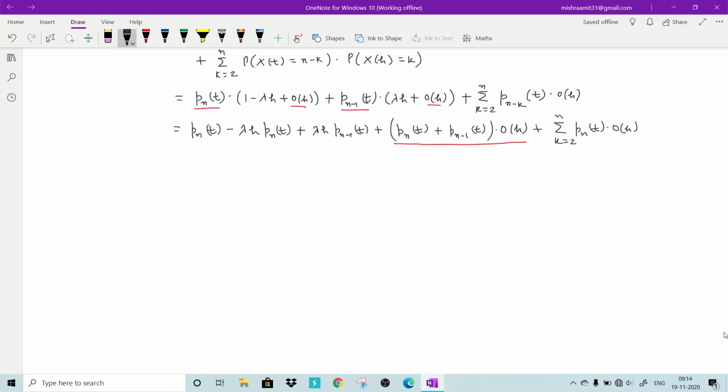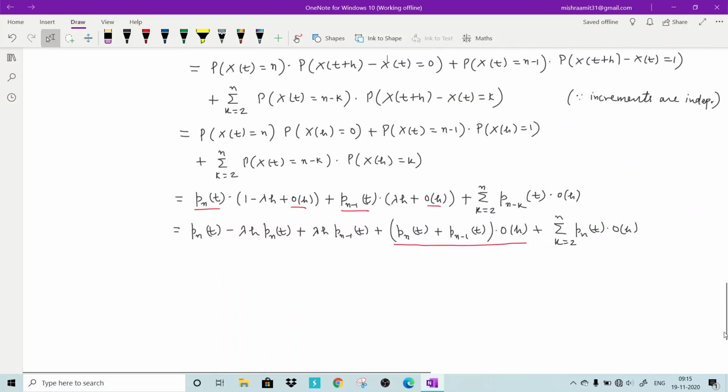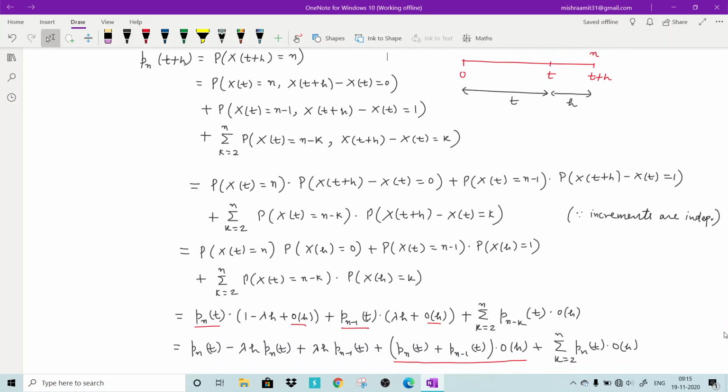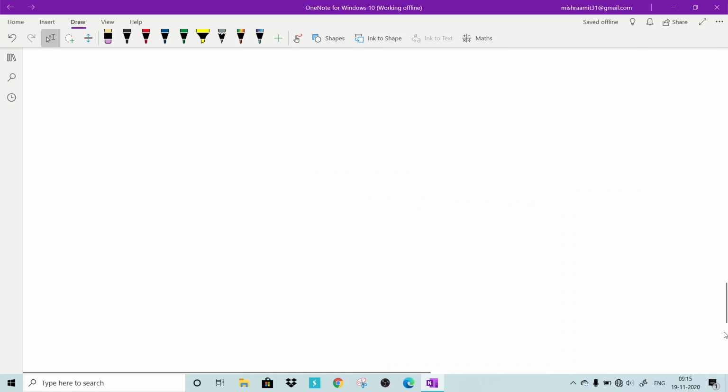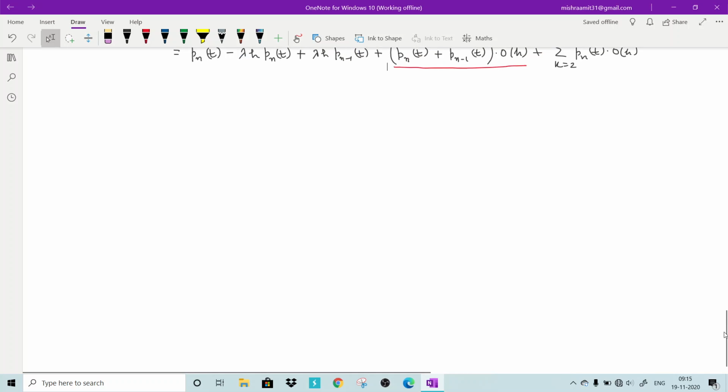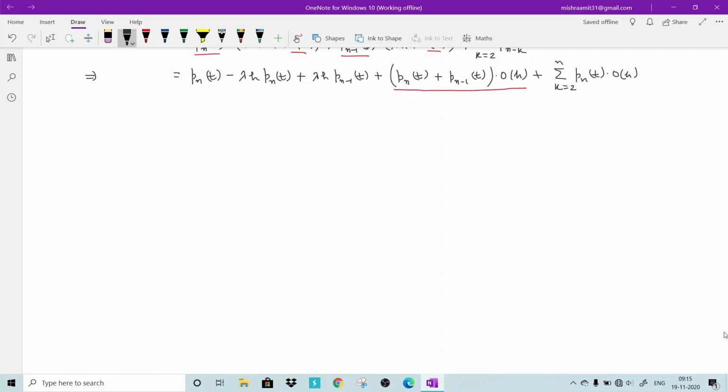Now, remember that if this little o(h) is multiplied by these things, and we divide it by h, it will converge to 0 whenever h converges to 0. So what we are getting ultimately is that Pn(t plus h) is equal to this. So this implies that Pn(t plus h) is equal to this.